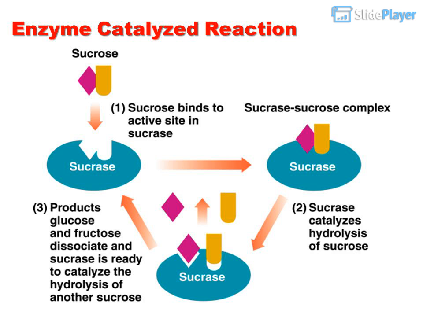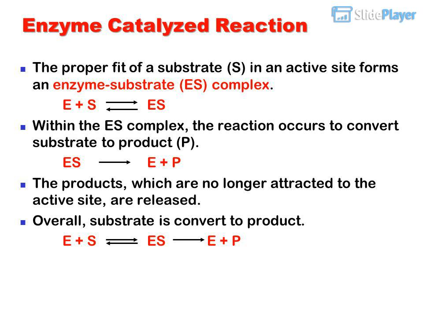Enzyme-catalyzed reaction. The proper fit of a substrate, S, in an active site forms an enzyme-substrate, ES, complex: E + S → ES. Within the ES complex, the reaction occurs to convert substrate to product, P: ES → E + P. The products, which are no longer attracted to the active site, are released. Overall, substrate is converted to product: E + S → ES → E + P.